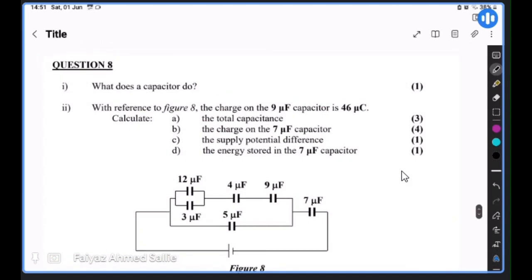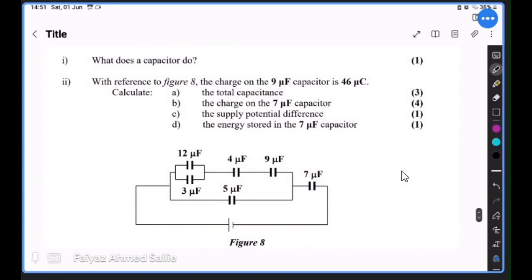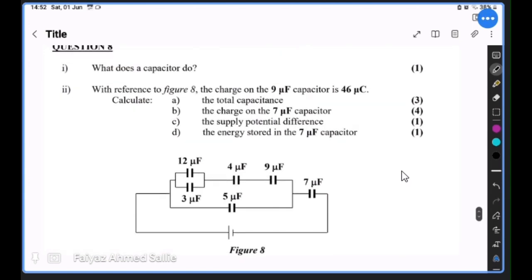So for this question, question 8, what does a capacitor do? So that is like the first question. I'm not sure you have the same lecturer as me, but normally we would have definitions as well. So I would advise that you firstly go over definitions.